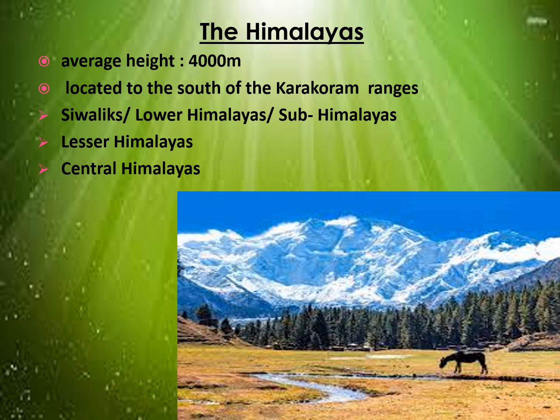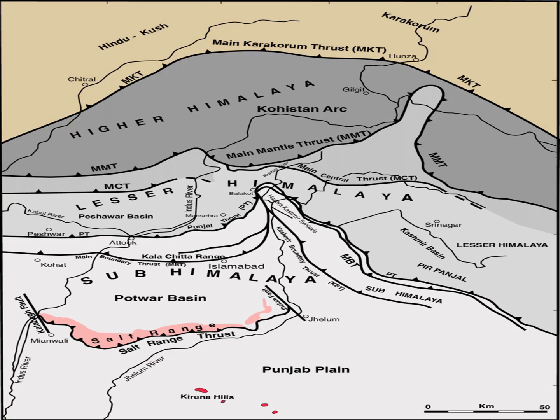These ranges are located to the south of the Karakoram ranges, and they run east to west. They comprise the following sub-parallel ranges: Sivaliks, which are lower Himalayas or sub-Himalayas, lesser Himalayas, and central Himalayas. Now let's see these mountains on the map. So you can see over here in this map the Sivaliks, sub-Himalayas, the lesser Himalayas, and the higher Himalayas.